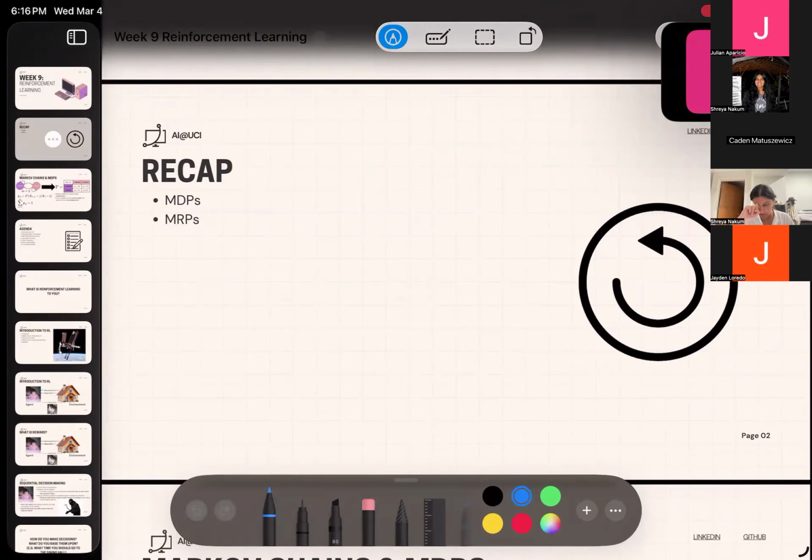Last week we went over MDPs and MRPs. So we're building off of what we did last week about MRPs. We talked about the rewards and stuff. We touched on the idea of policy. Today we're going to be building on top of that.